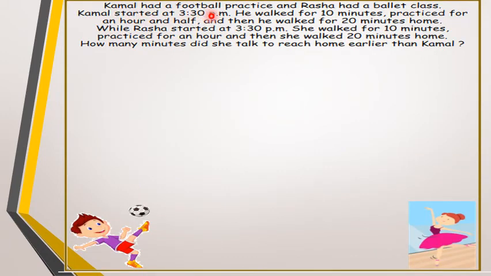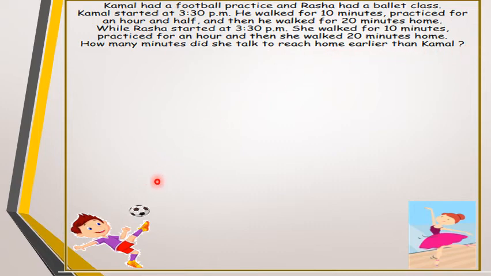Kamal had a football practice and Rasha had a ballet class. Kamal started at 3:30 p.m. He walked for 10 minutes, practiced for an hour and a half, and then he walked back home for 20 minutes. While Rasha started at 3:30 p.m., she walked for 10 minutes and practiced for an hour, and then she walked 20 minutes back home. How many minutes did she take to reach home earlier than Kamal?